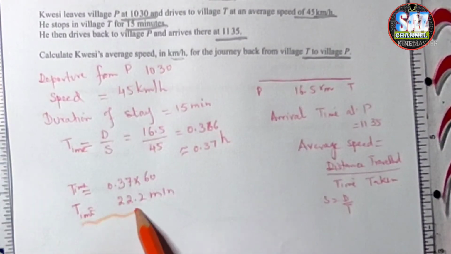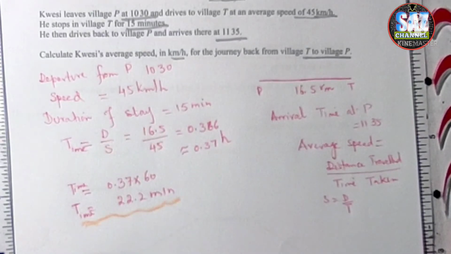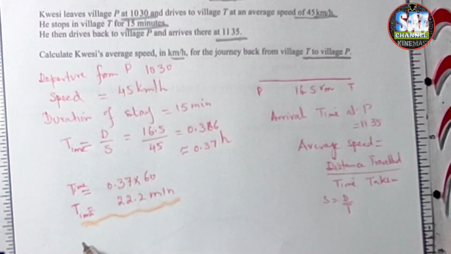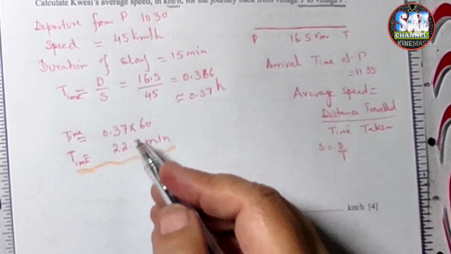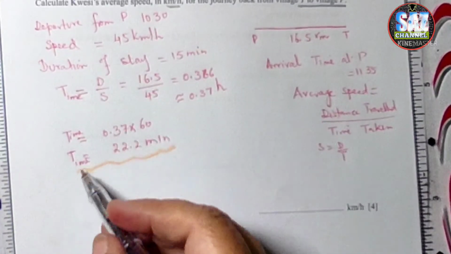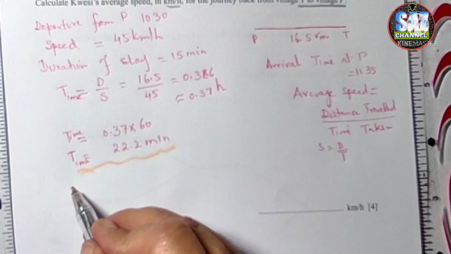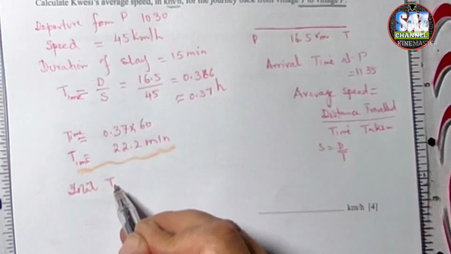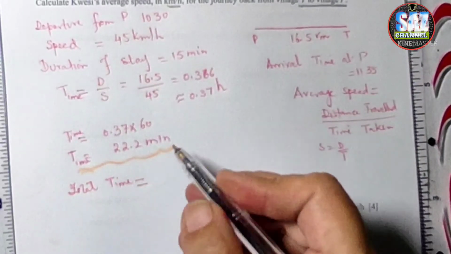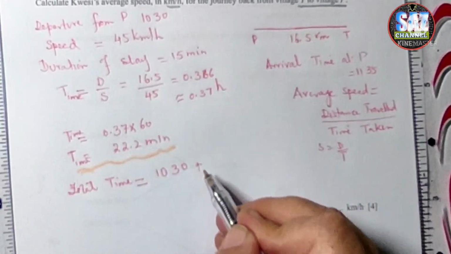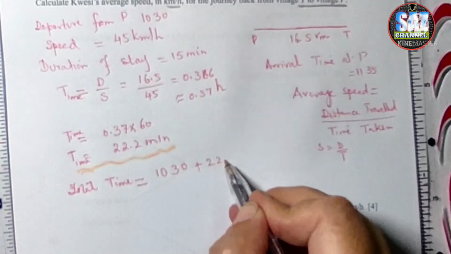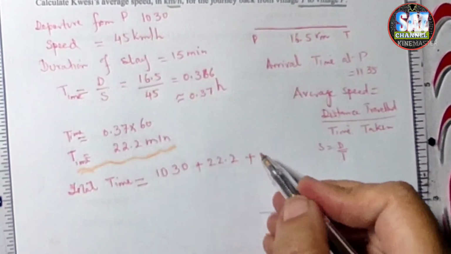Now when he is reaching T, he is taking 15 minutes rest as well. So we have to add up 15 minutes rest to that as well. In order to find the final time, we have to add up these 22 minutes to 10:30. So total time will be equal to 10:30 plus 22.2 and plus 15 minutes rest as well.